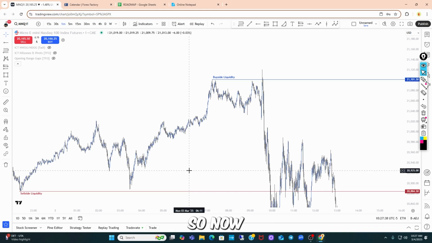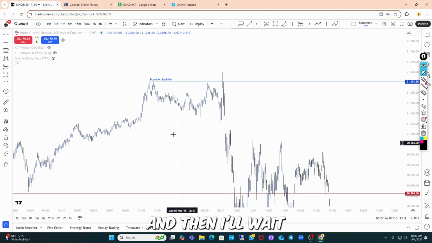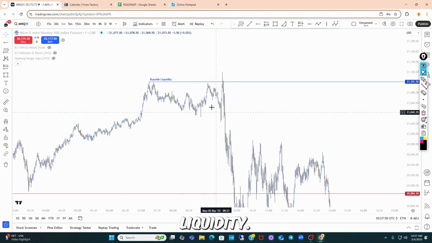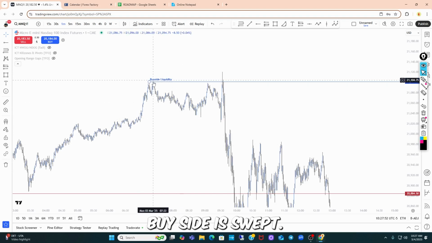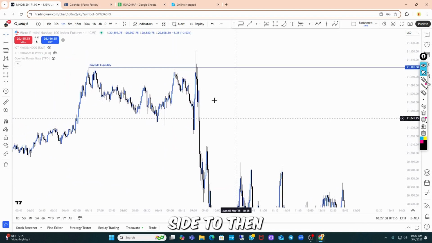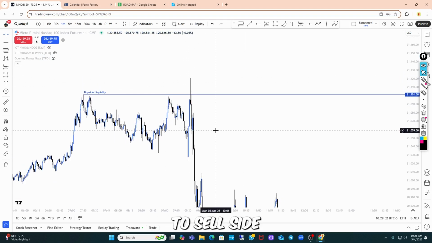Okay, so now I have a bias coming into the morning where I'm paying attention to buy side and sell side, and then I'll wait for one of the liquidity to be swept to then target the opposing liquidity. And here you can see in this example, buy side is swept. As we open, we take out buy side to then run to sell side. So once buy side is swept, now we want to pay attention to sell side liquidity.